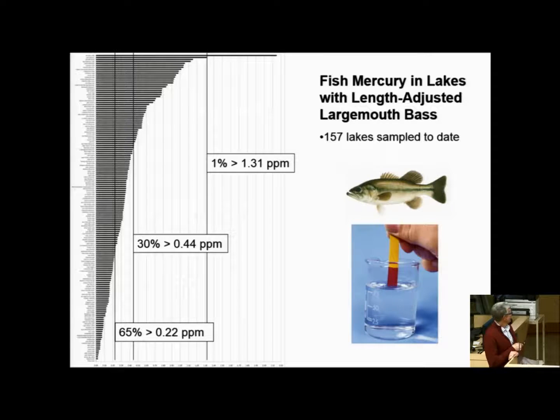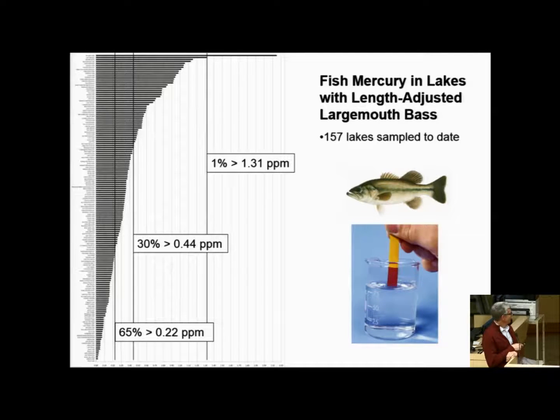And some of the key lines to compare to: 1.31 parts per million is the no consumption threshold for the less sensitive part of the human population, men and women beyond childbearing age. A small percentage of lakes, only 2 lakes, were above this level. But this threshold of 0.44 parts per million is for the sensitive population, which is children and women of childbearing age. And above this level, OEHHA starts to think about issuing a no consumption advisory.